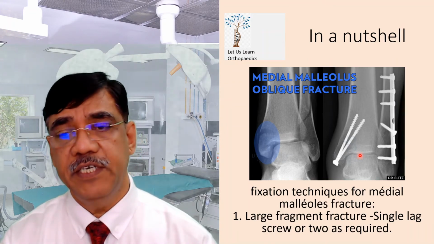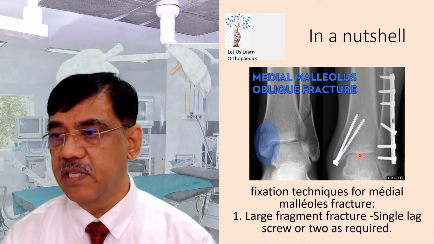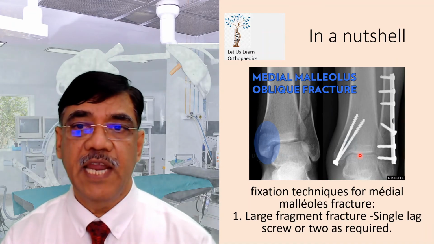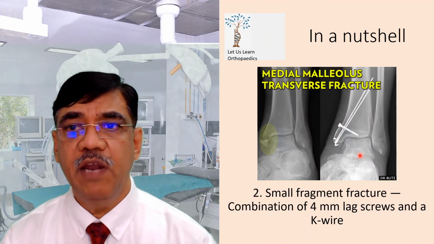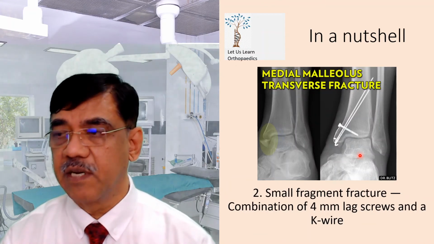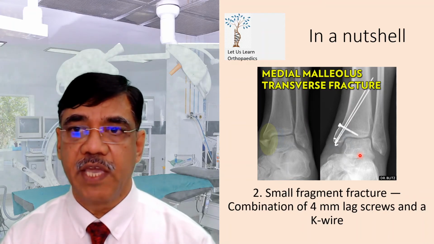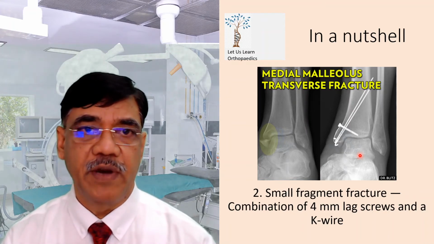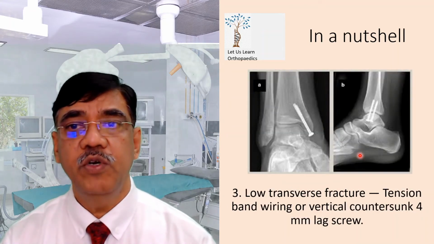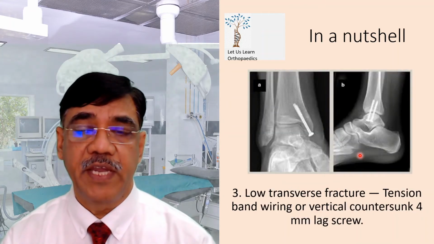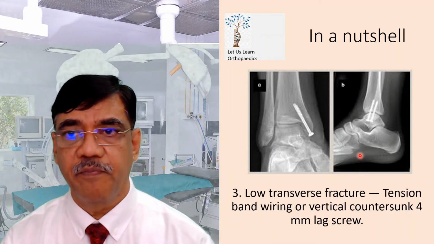Now in a nutshell, the fixation technique for the medial malleolar fracture: for the large fragment fracture, a single lag screw or two is required. For small fractures, as you can see in this second picture, a combination of 4 mm lag screws and a K-wire or a tension band wiring technique can be utilized. Then low transverse fracture, tension band wiring or a vertical countersunk 4 mm screw can be utilized.